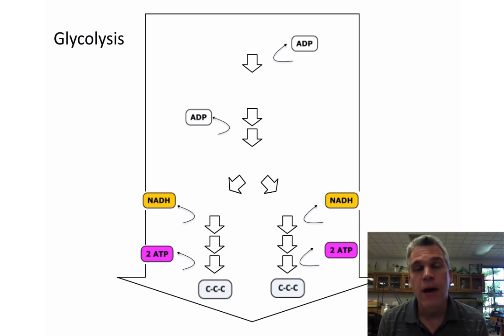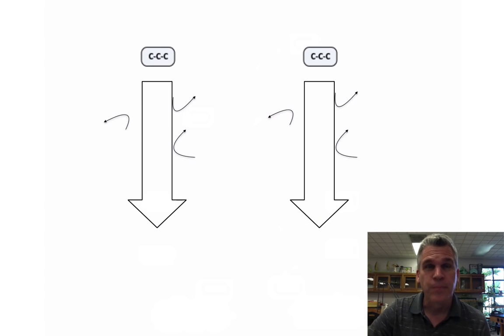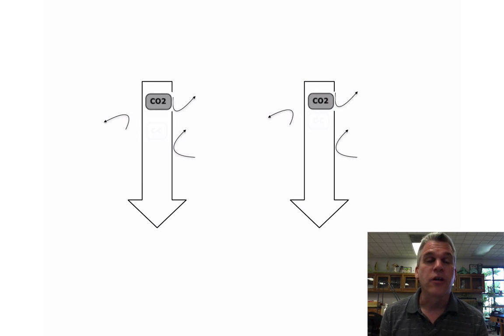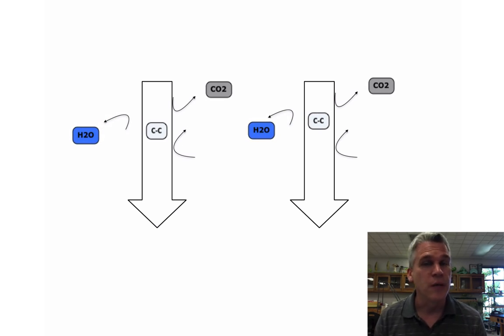What's going to happen now is those two molecules of pyruvate, because there's no oxygen, are going to undergo a series of reactions similar to that intermediate step, but there's a couple of crucial differences. So let's take a look at what's happening to the pyruvate. It's going to undergo a chemical reaction. A carbon dioxide molecule is going to be released. So now we have a 2-carbon molecule. In another reaction, a water molecule is being released.